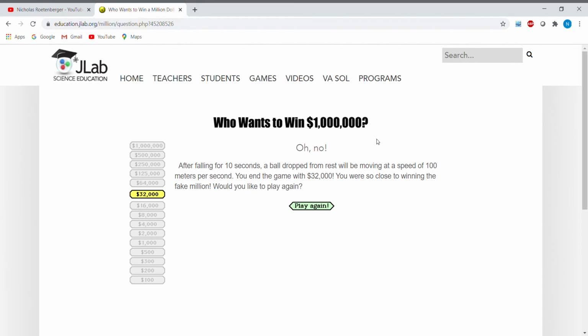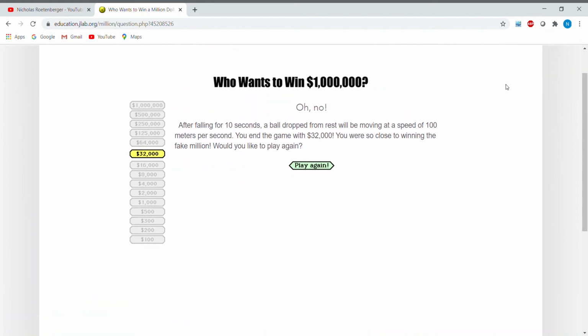And no! After falling for 10 seconds, a ball dropped from rest will be moving at a speed of 100 meters per second. Oh no! The audience was right. Well, I leave at $32,000. Oh well.